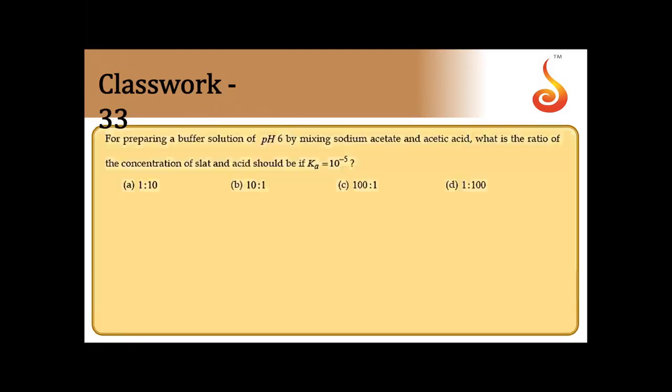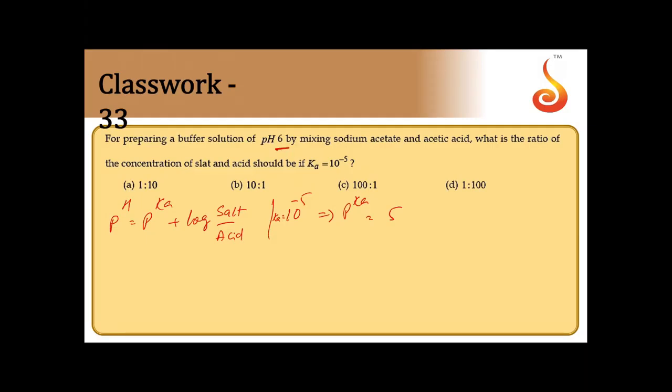Now let us see the formula. For a buffer, pH is equal to pKa plus log of concentration of salt by concentration of acid. So for this we require the pKa value. Ka is given as 10 to the power of minus 5. This implies that pKa is equal to 5. So pKa value is 5.